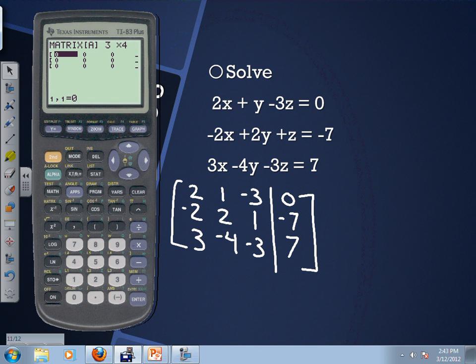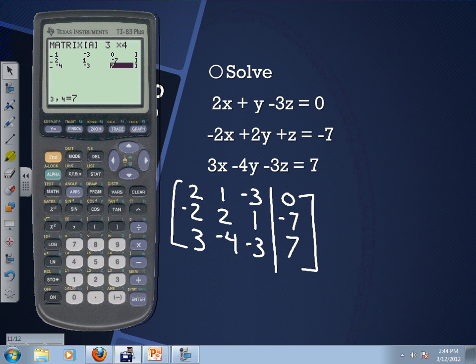We've got 2, 1, negative 3, 0. Then second row, I've got negative 2, 2, 1, negative 7. And then I've got last row 3, negative 4, negative 3, and 7. So hit enter just to make sure that got put in there, and kind of verify that everything got put in right.